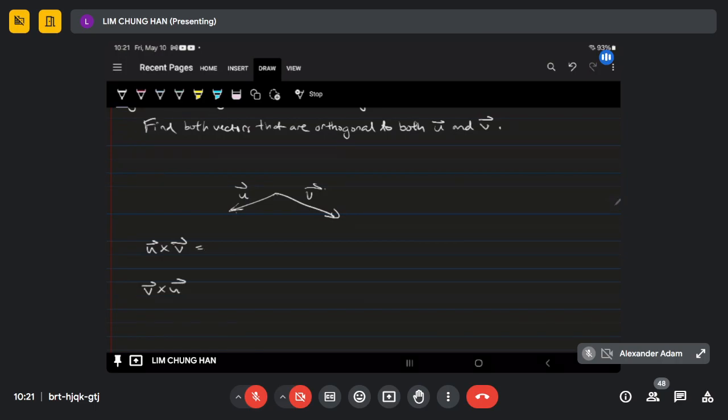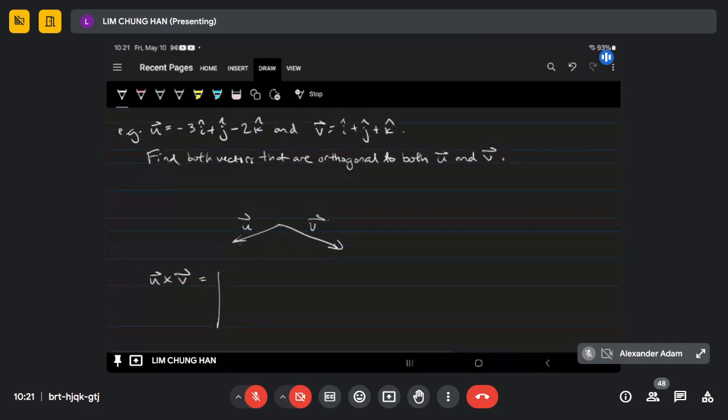So find the determinant. Okay, let's do it. I will do the first one for you. You do the second one yourself. Okay, U cross V. So how do you do this? How do you do U cross V? So you write down each term in the vectors. So you have your i, you have your j, you have your k.